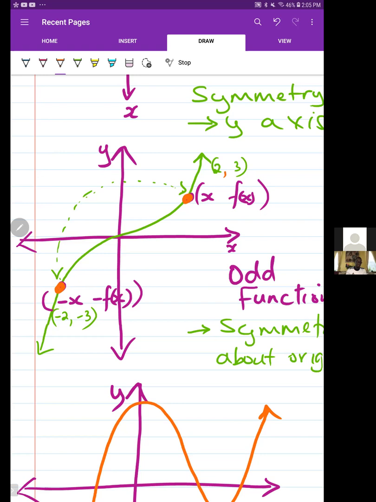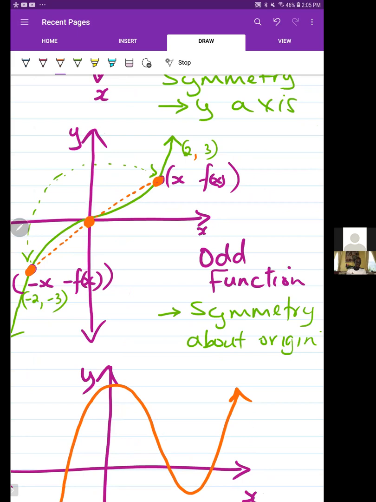Another point too is, if you draw a line through any x and y values that are opposites of each other on an odd graph, that line will pass directly through the origin (0, 0). So like I have positive (2, 3), the matching point for that would be (-2, -3). You connect those two points on an odd function, and the line should pass exactly through the origin. That confirms that it is an odd function and that it is symmetric about the origin.